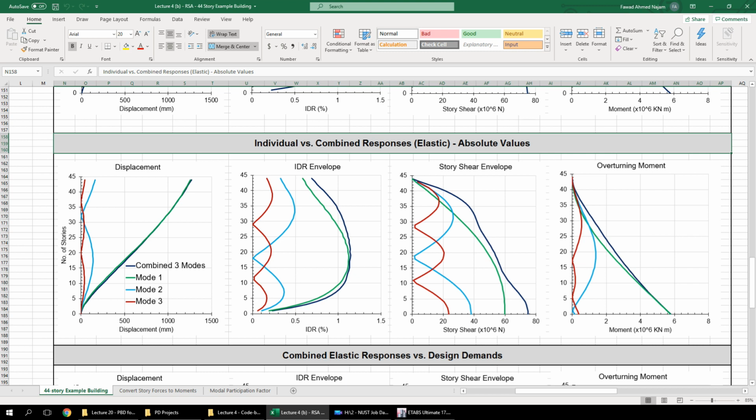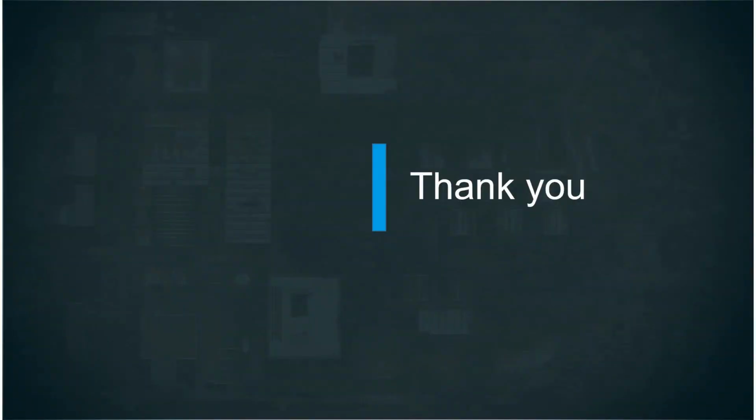The relative contribution of each mode towards the total response tells us a key information about the composition of the response, and also helps us in devising the strategies if we want to suppress or reduce the overall dynamic response of the building. So this is the end of this video lecture series on response spectrum analysis.